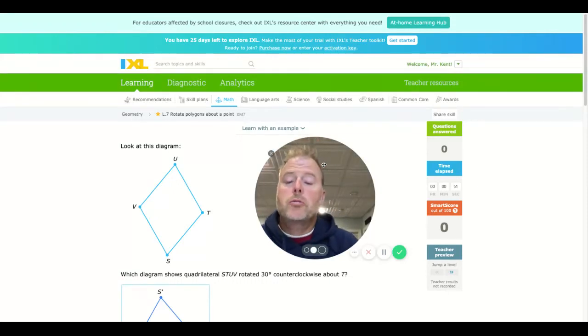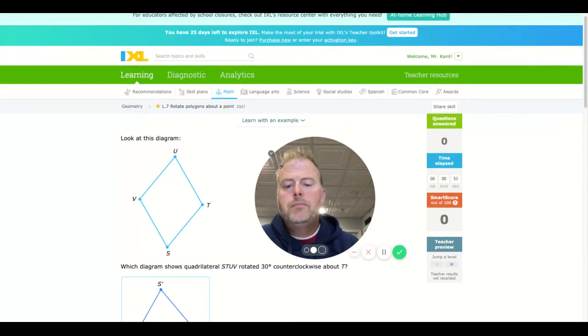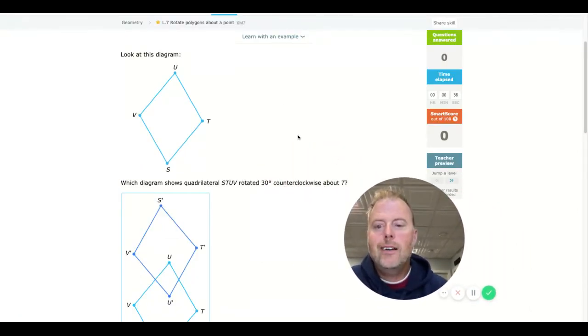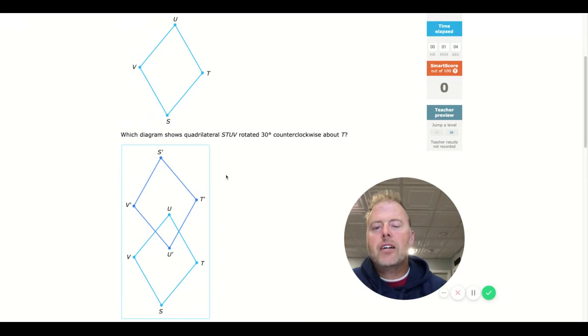All right, so we're going to be rotating around a point here. We want to start with getting myself out of the way, and we look at the image. So we have VUTS. Now, if I come down here, it's telling me I'm going to rotate 30 degrees counterclockwise around the point T. Okay, so here is T.